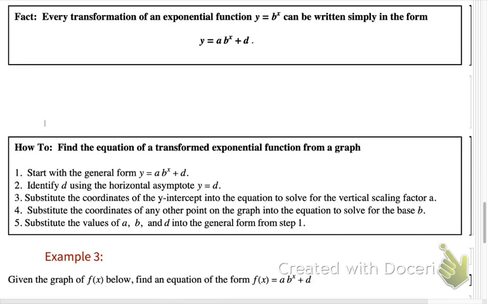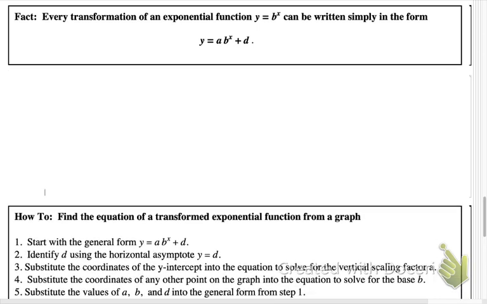And we'll start here with at least a fact, and then describe the steps of how you would find the equation of a transformed exponential function from a graph. So we'll start with the fact above. Every transformation of an exponential function, or the parent function y equals b to the x, can be written simply in the form y equals a times b to the x plus d. So really every transformation of b to the x can be viewed possibly with only 3 transformations.